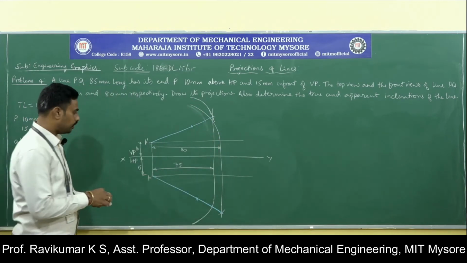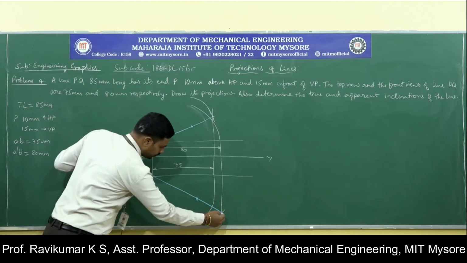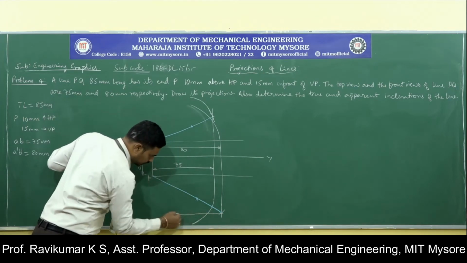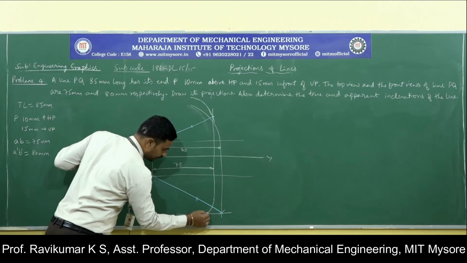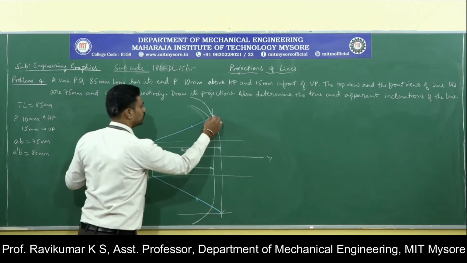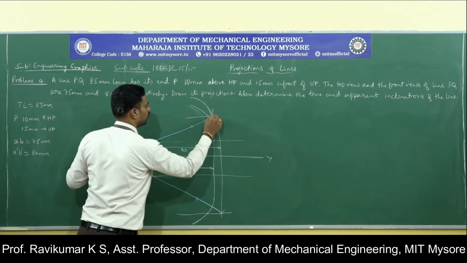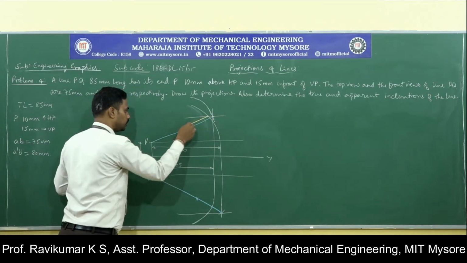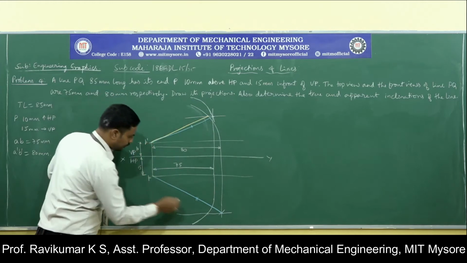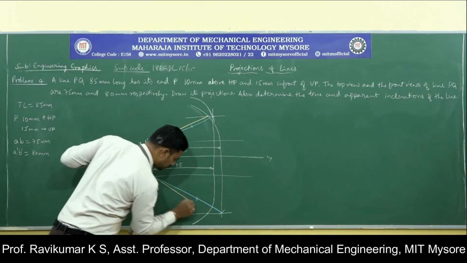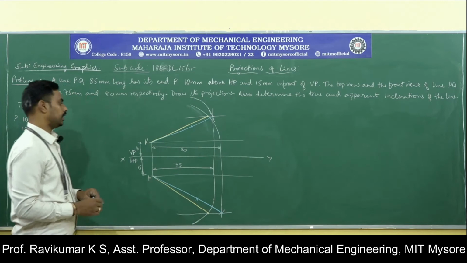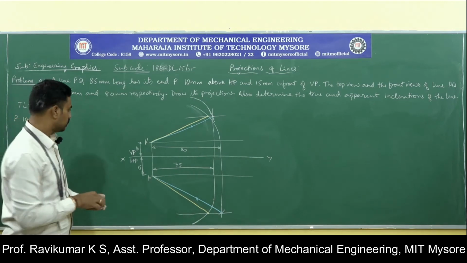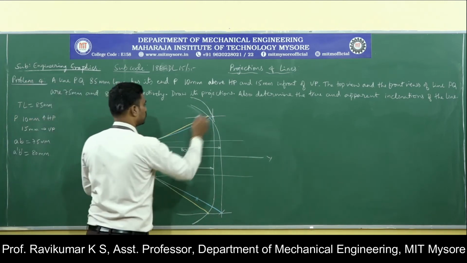That's the concept. Now we have this point. You just draw a locus from this point, you will get the other point. You just draw the locus from this point, you will get the other point. You just join those two, you will get the apparent length. So this is the apparent length.